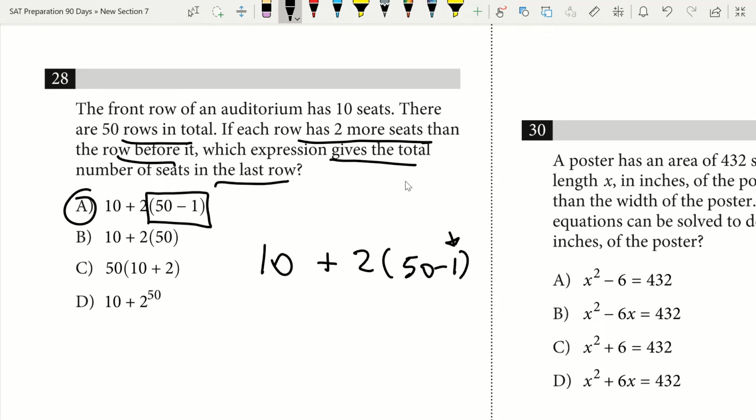All right, as far as why we know the other answer choices are wrong, I want to show you that real quick as well. Okay, we know 2 to the power of 50 is wrong because that would be exponential growth.